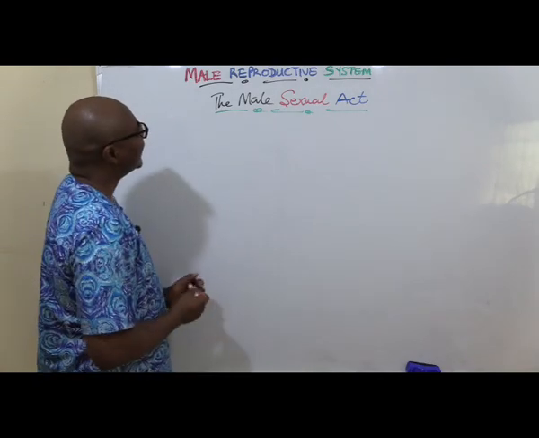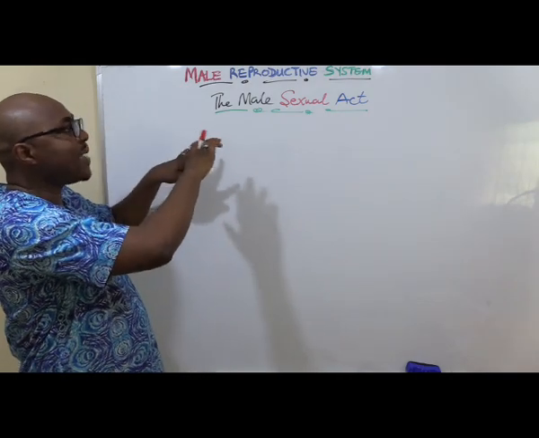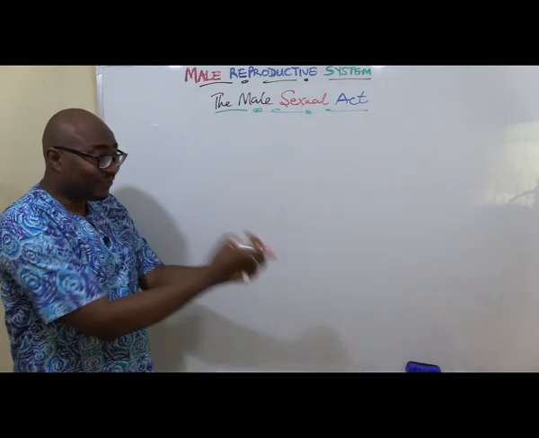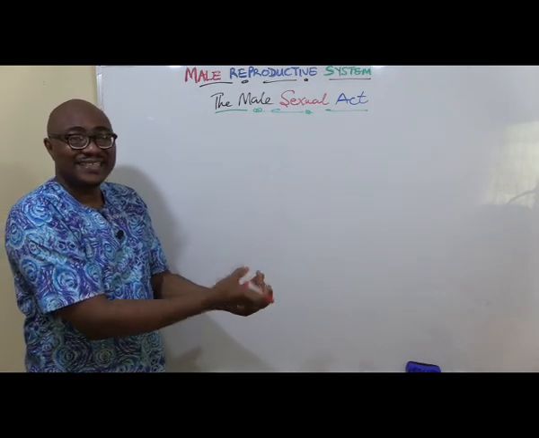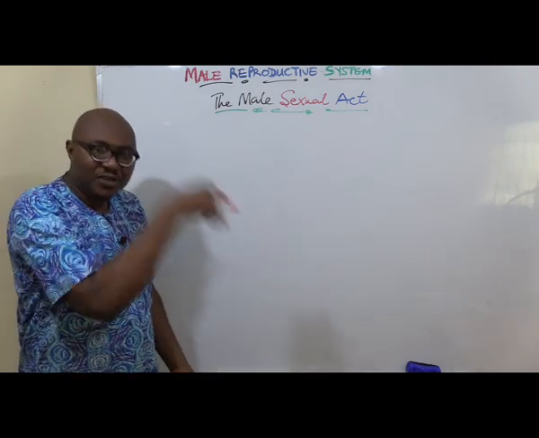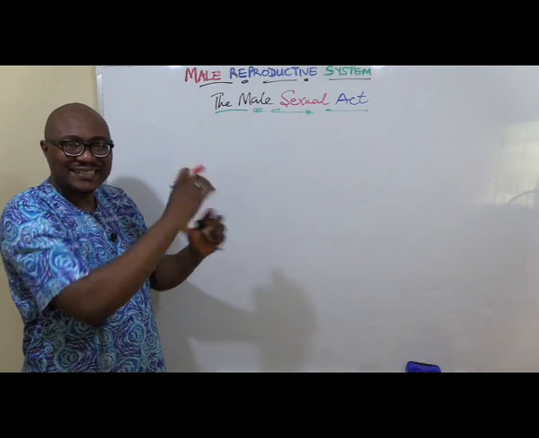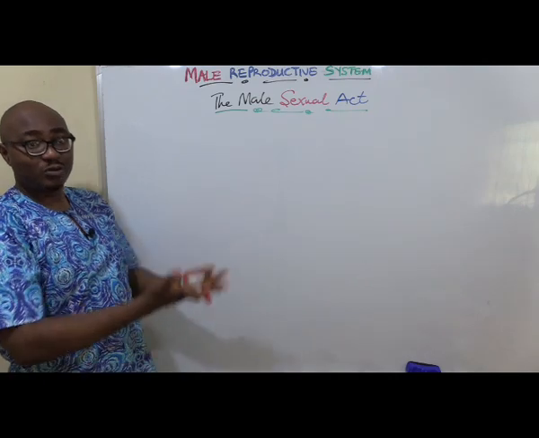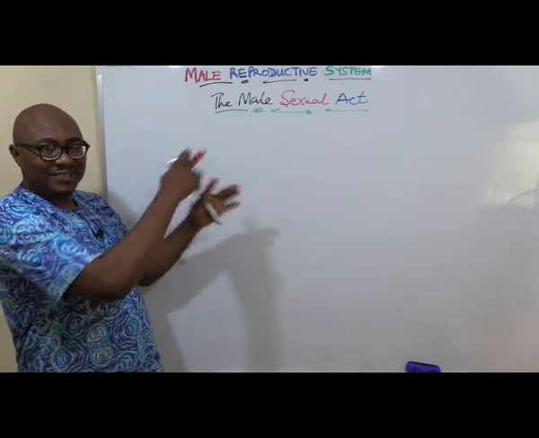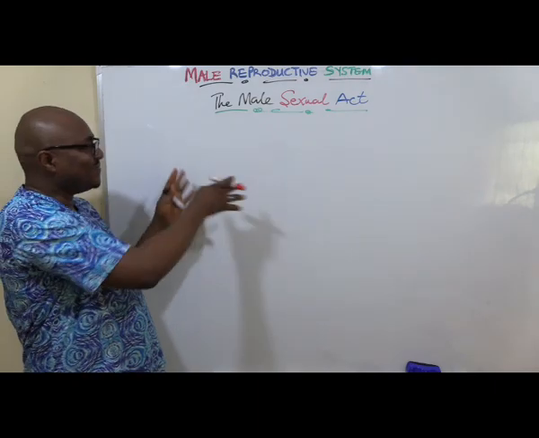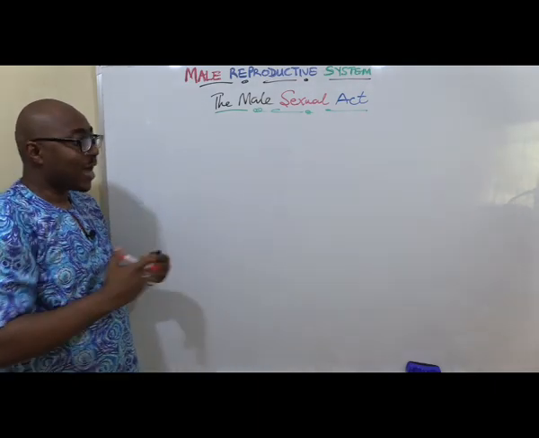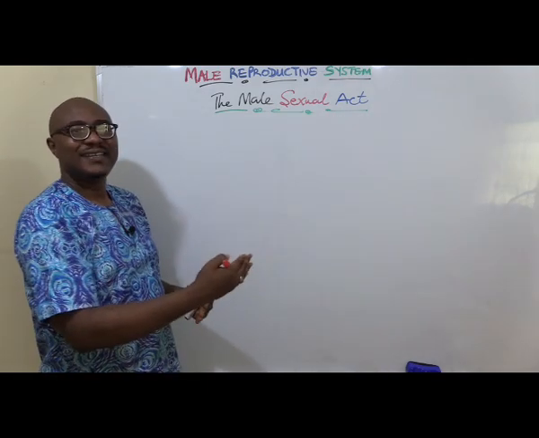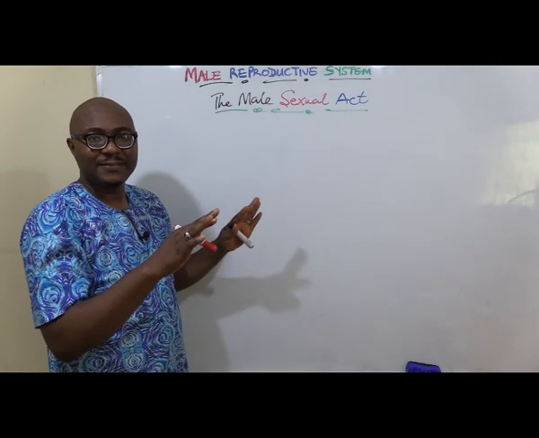Now let's get started. So now we're going to be dealing with the male sexual act. We've been studying everything from the beginning, right from when the male is in utero, how the development starts, sex determination, differentiation, and all of that. We've gone to puberty. We've seen the structure of the male gamete, the male reproductive system, everything. Now we have progressed to the point where reproduction takes place.